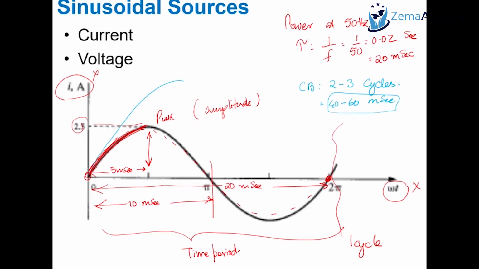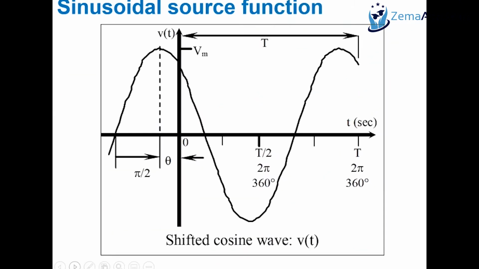Okay, so that's about sinusoidal sources and the various parameters associated with a typical sine wave. Hope that is clear. And let's go on to the next one.